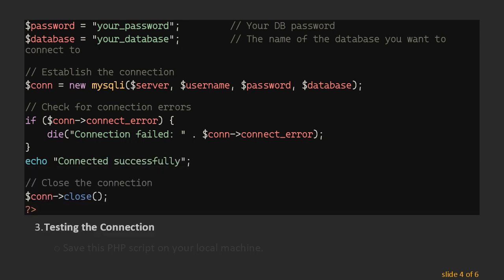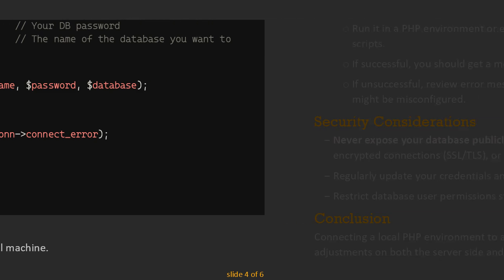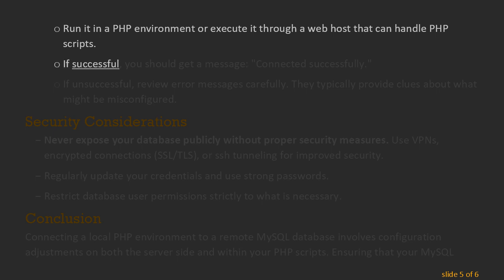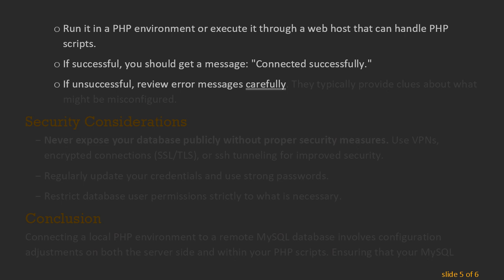Testing the connection. Save this PHP script on your local machine. Run it in a PHP environment or execute it through a web host that can handle PHP scripts. If successful, you should get a message, "Connected successfully." If unsuccessful, review error messages carefully. They typically provide clues about what might be misconfigured.